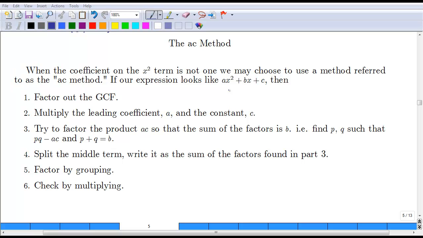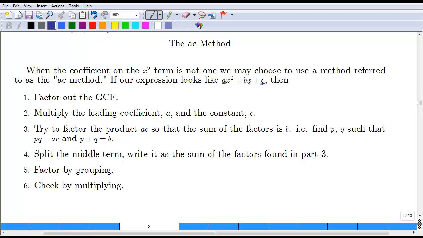The next method of factoring that we'll discuss in 5.3 is called the AC method. It's called the AC method because if you look at a quadratic expression, such as ax squared plus bx plus c, the first step that you do for the AC method is to multiply the coefficients a and c. And so that's why it's called the AC method.